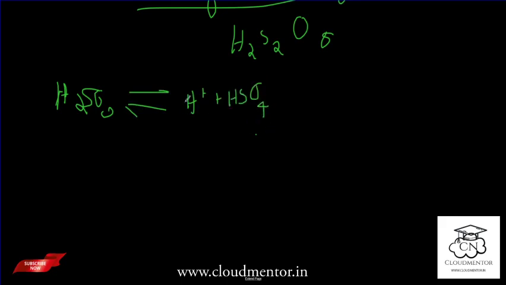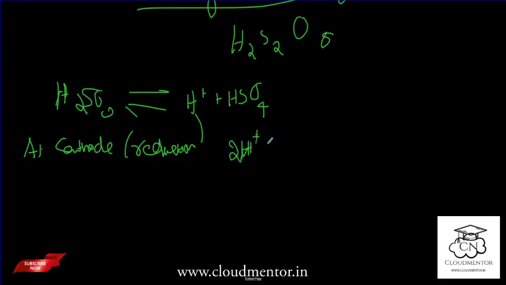And HSO4 at cathode, the reduction reaction will happen there. That is, H plus ions will gain electrons and become hydrogen gas: 2H plus plus 2 electrons giving 2H, that is H2, hydrogen gas.